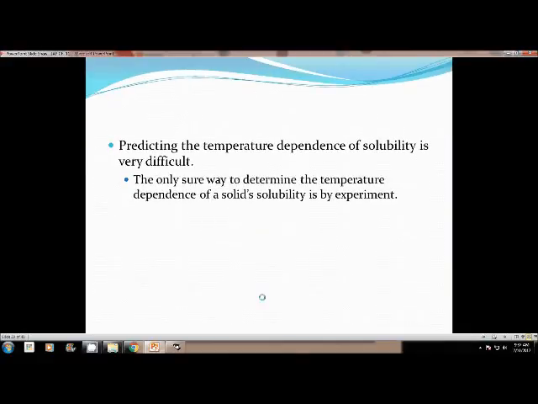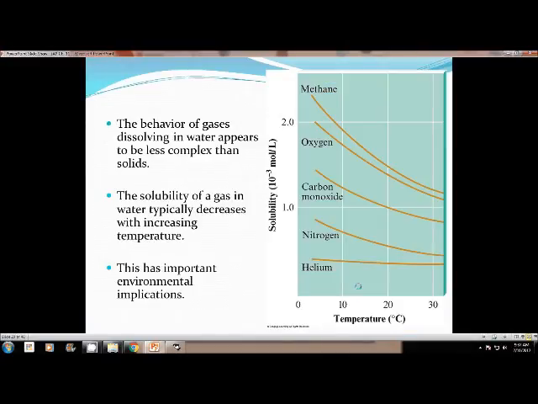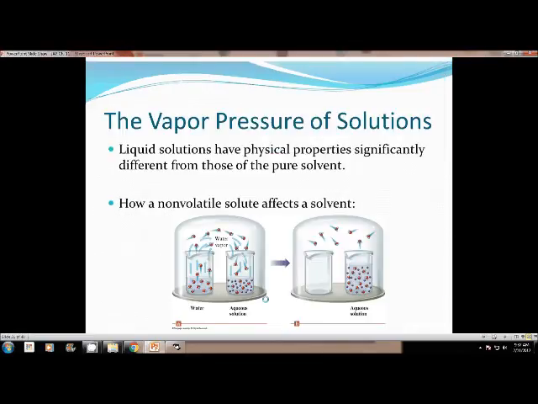The behavior of gases is very different. It appears to be less complex than the solids. The solubility of a gas in water typically decreases with increasing temperature, and this actually does have environmental impacts like thermal pollution that it talks about on page 520 in your textbook, also boiler scale and other things that are also talked about there. So check that out for more information on the environmental impacts of the temperature with gases.